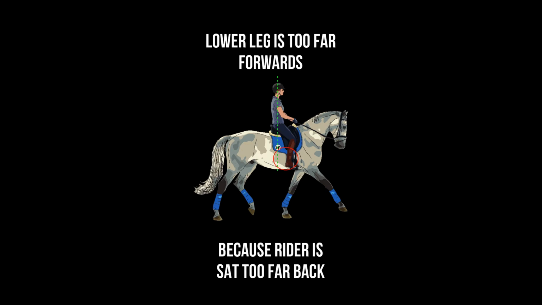The upper body should be upright, not tipping forwards or leaning back. There should be a straight line from the ear, through the shoulder to the hip and down to the heel. The lower leg should be directly under the hip, not too far forwards or backwards.